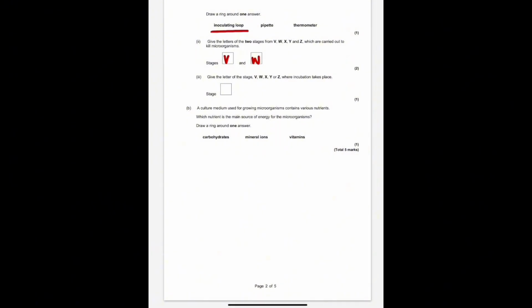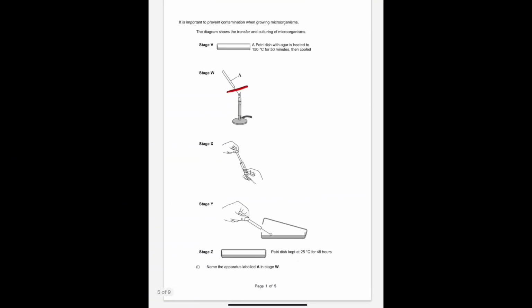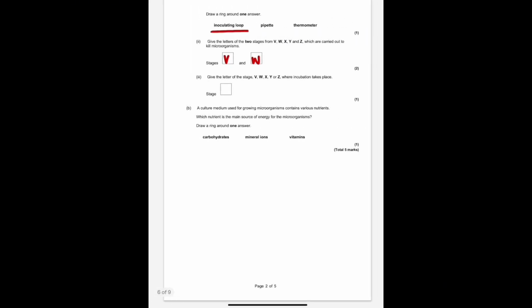Okay, next one. Give the letter of the stage out of all of these letters here again, which is V, W, X, Y, or Z, where incubation takes place. Incubation is going to take place in stage Z over here, where the Petri dish is kept at 25 degrees for 48 hours. Okay, so that's going to be your answer for this question here.